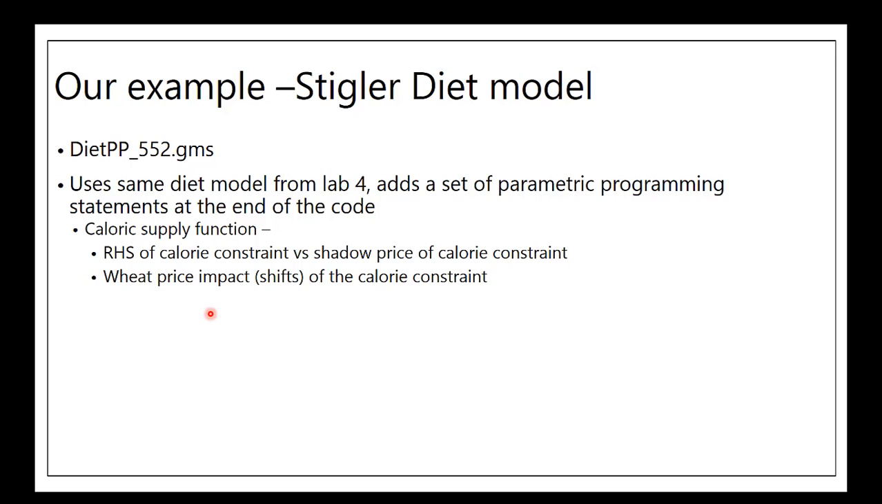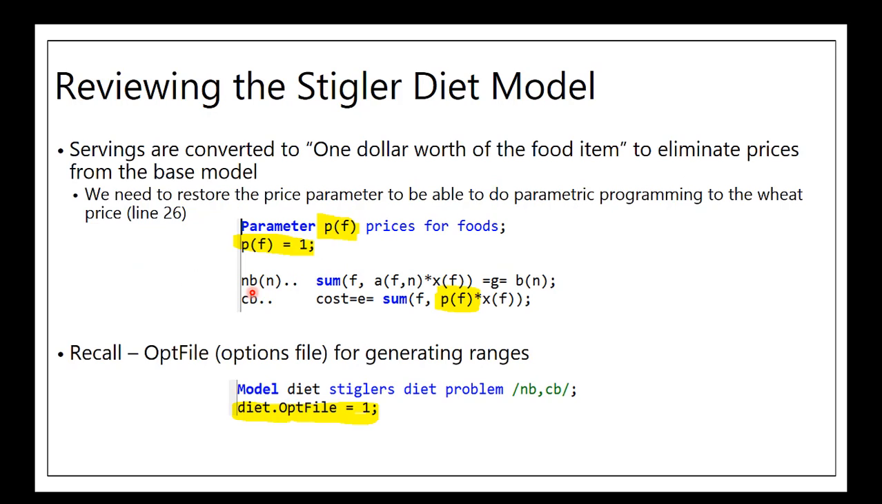So we use the Stigler diet model. I don't know that you're going to get the updated version of this with PP in it. I think I just ended up overriding the diet model. So when this slide was made, this was diet parametric program, but I think the loop was already in there. It's the same model from Lab 4, has the programming statements at the end to look for what we would call sort of the caloric supply functions. The right-hand side of calories is expanded, the shadow price of calories is recorded, and then we're looking for how the wheat price impact shifts that constraint.